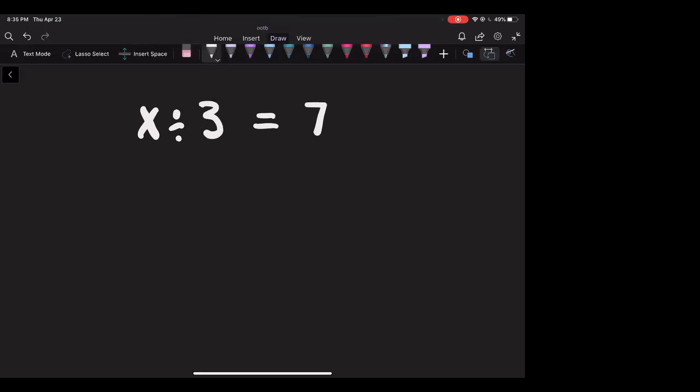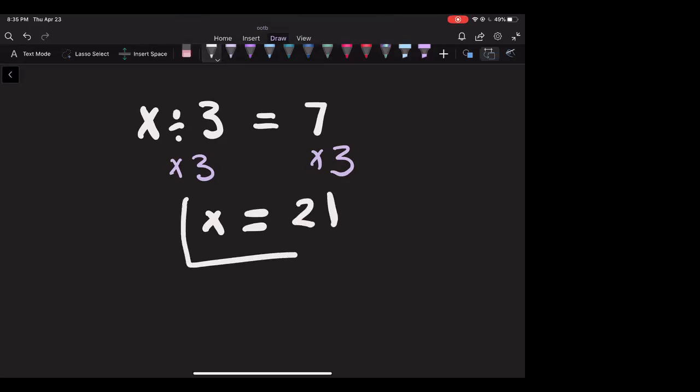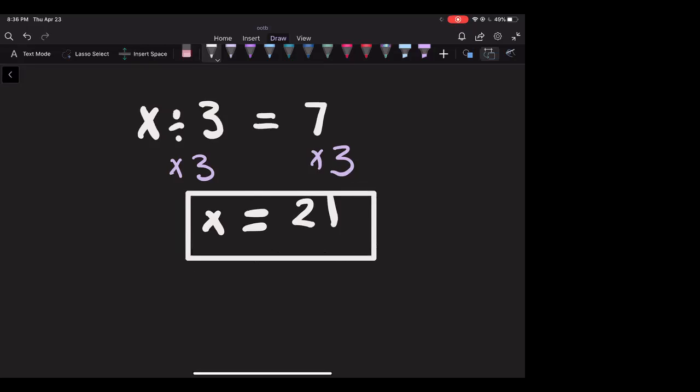So is this multiplying or dividing? This is dividing. So what's the opposite of dividing? Multiplying. So am I gonna multiply by 3 or divide by 3? To get rid of it. 3 times 7. Yeah. So whatever that equals will be the answer to x. So what's 7 times 3? 21. And that's my answer for X. Does that make sense?